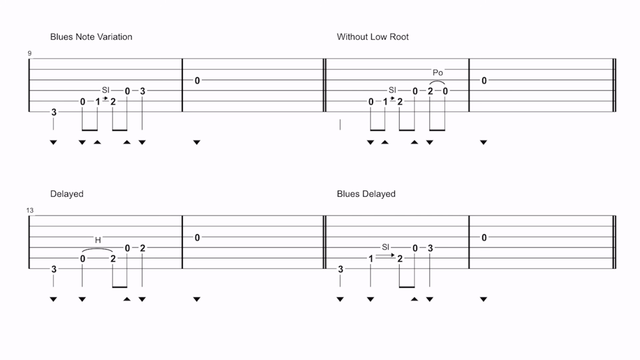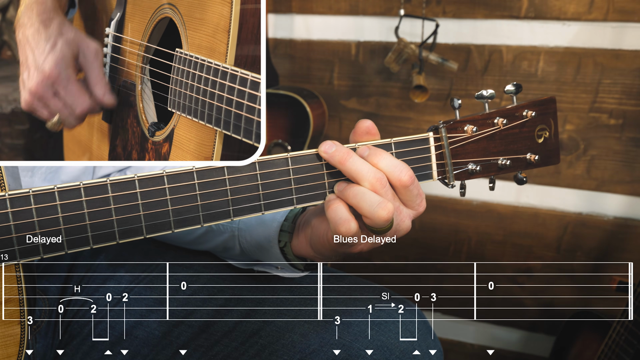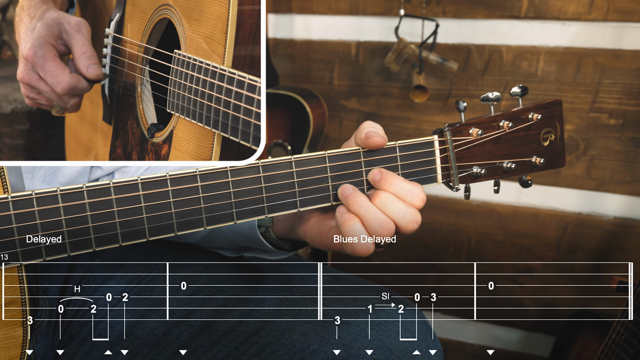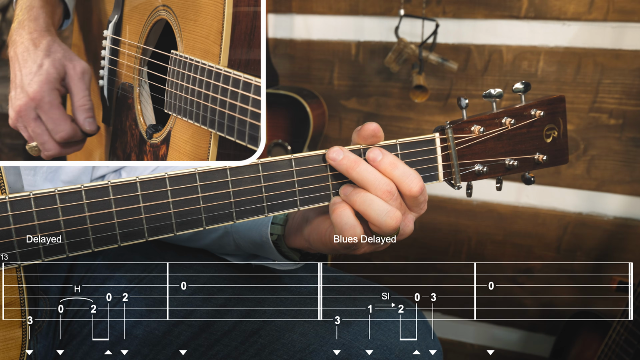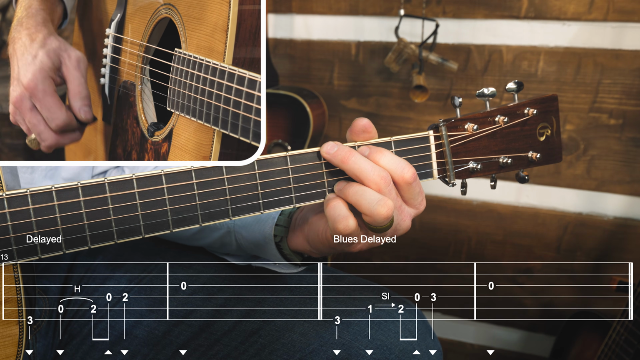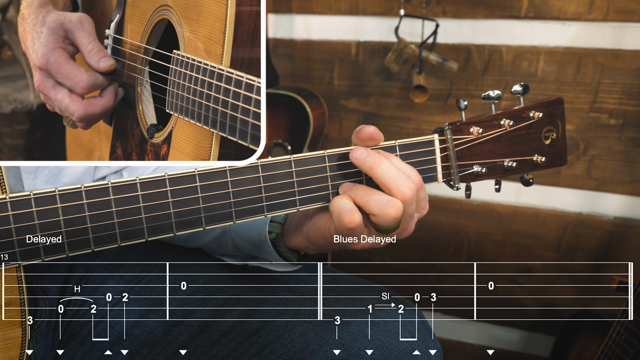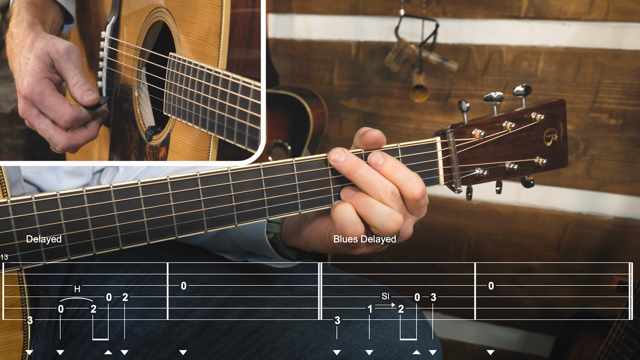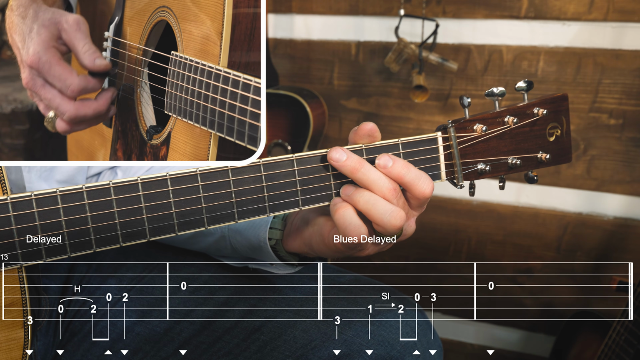In context. I love it. Play with me. What a lot of people do when they're going really fast, they will keep it all downstrokes, and they'll add a hammer on. It'll look like this.